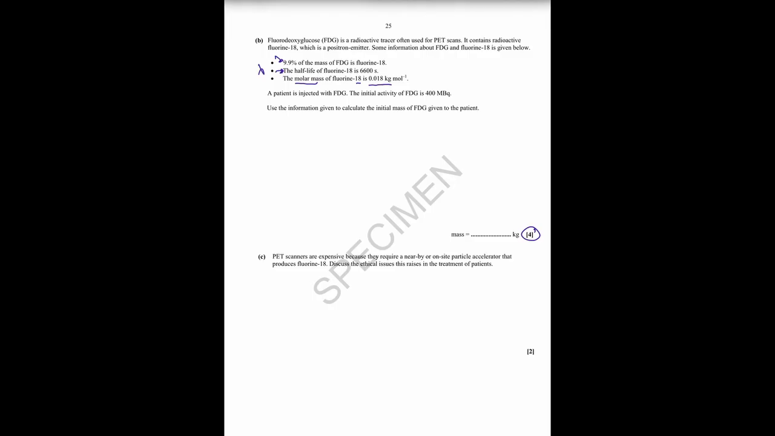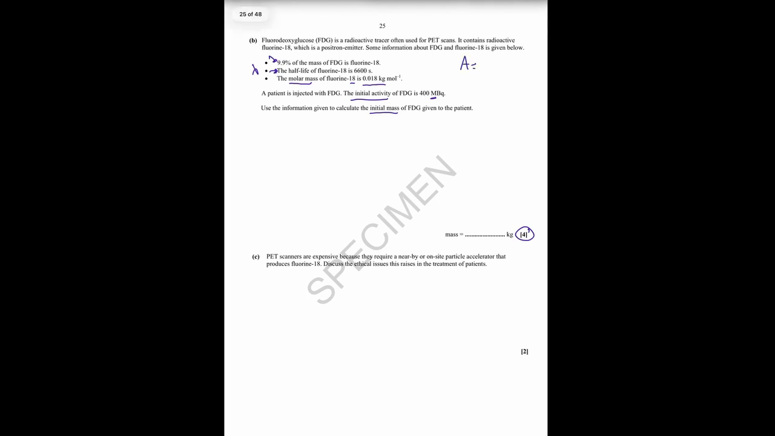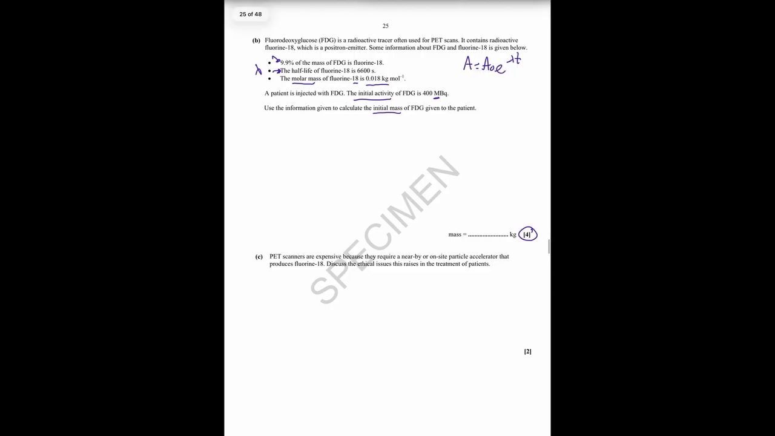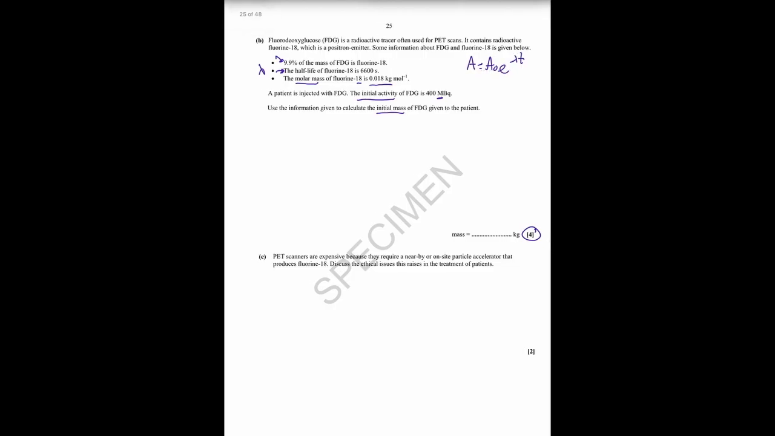Okay, so it's given me the initial activity as well, and it's in mega, so I know there's going to be a times 10 to the 6 in there, and it says use the information given to calculate the initial mass. So, given the initial activity and the initial mass, I'm ruling out the equations like A equals A naught e to the minus lambda t, and the N equals N naught ones as well, because these are to do with, after a certain period of time, how much is left. And because they've already given me the half-life in proper units, I don't need to work out the half-life from here.